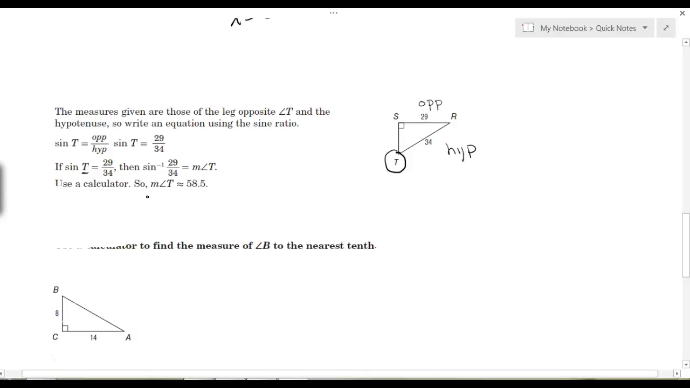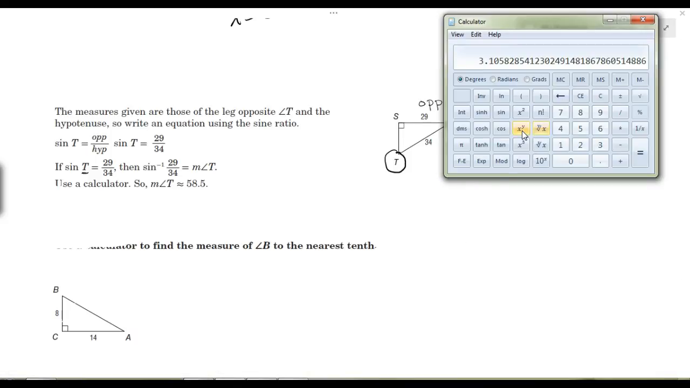When it has that little m there, that means measure of angle t. So, using a calculator, we'll just go ahead and confirm that that's correct on our example. I do 29 divided by 34, and then I take the inverse sine of that. Oh, I forgot that I have to get the answer before I can hit inverse sine in my calculator. I'm sorry about that. 29 divided by 34. Now I take the inverse sine, and I get 58.5 degrees, which is what we get in our example.